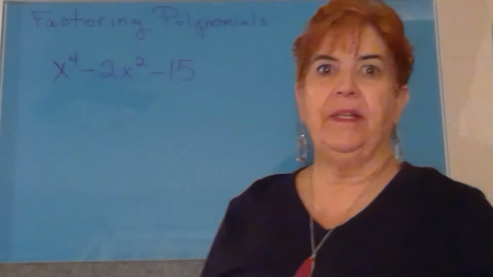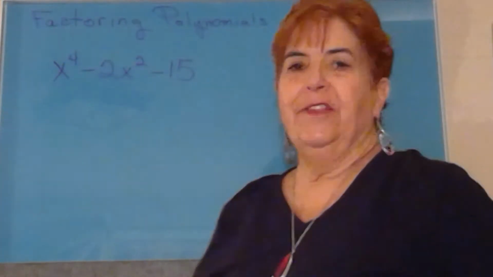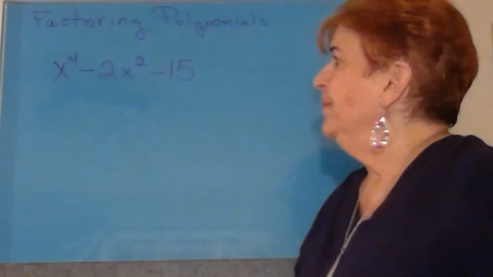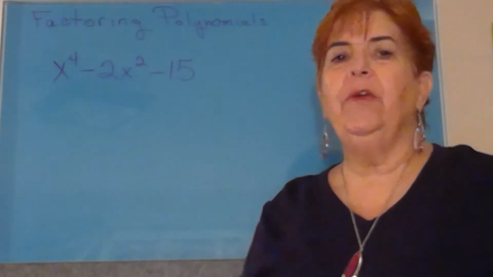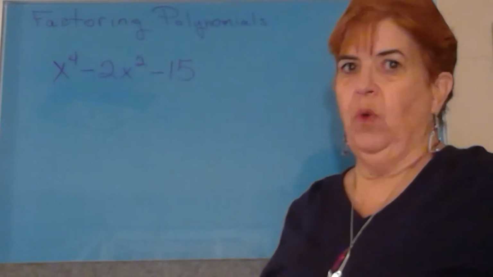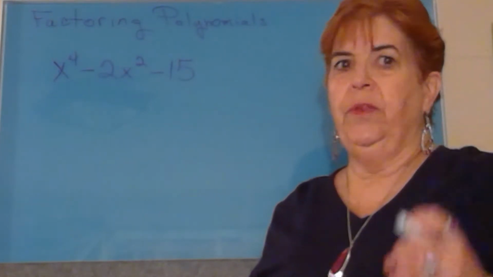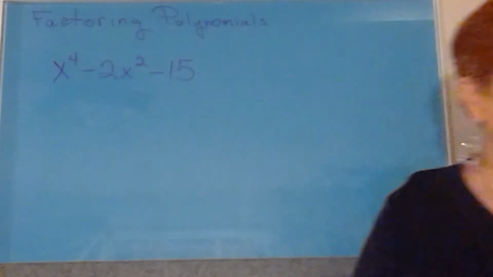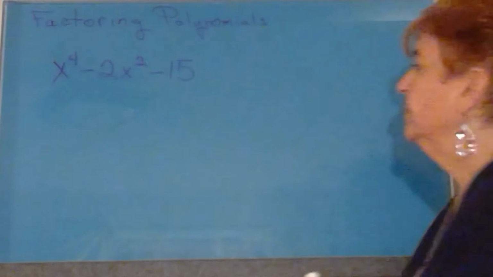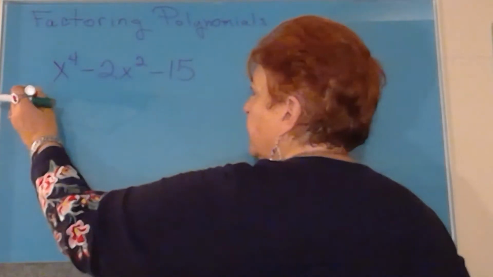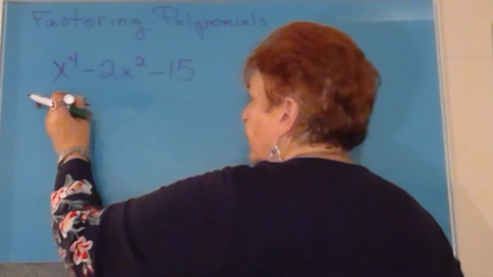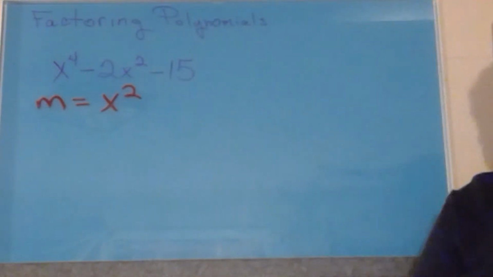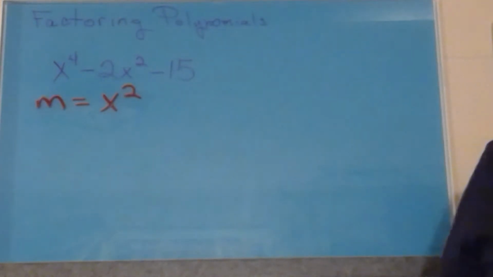Okay, now we're ready to practice some more factoring. In this problem, we have an x to the fourth. What are we going to do with that? What you really need to do, whether you actually write it out like I'm going to, or know that this is what you're doing in your head, is a substitution. Just so that you can see what we're doing, I'm going to let m equal x squared.